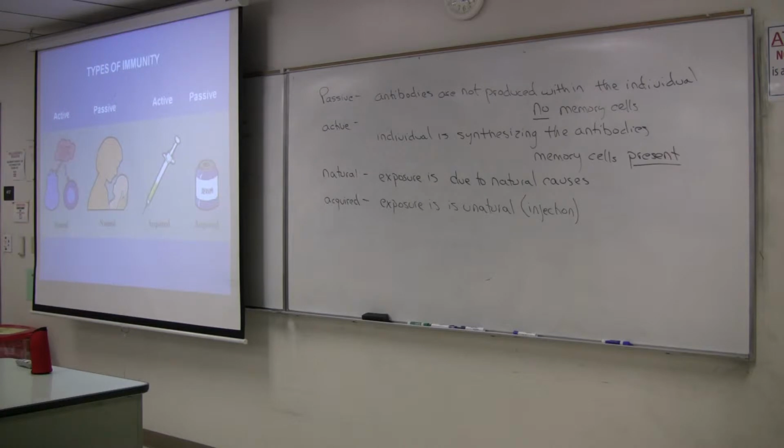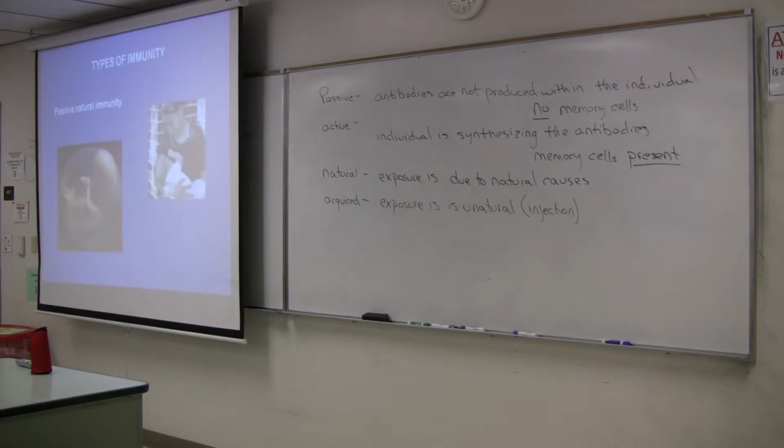All right, so let's look at some examples. So here is passive, natural. The only examples of passive, natural are in infants. Well, I suppose that the 15-year-old person breastfeeding would be passive, but I'm not sure that we see that too often. So across the placenta, across the amniotic membrane with IgG antibodies, or breastfeeding with IgA.